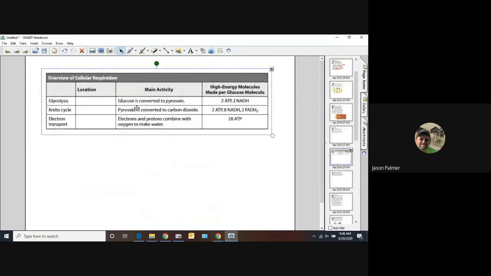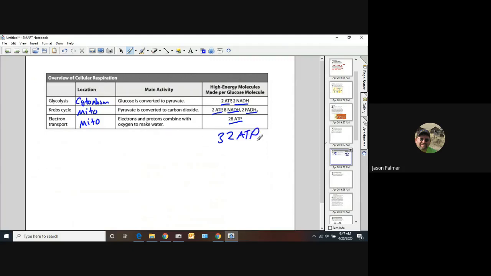So there's a table: glycolysis, and that's in the cytoplasm. And the next 2 are in the mitochondria. And what we're getting from each step. And so a lot of these NADHs, the 2, the 8, and the 2, they're helping to make 28 ATPs. So we get 2, 4, so that's 32 ATPs.